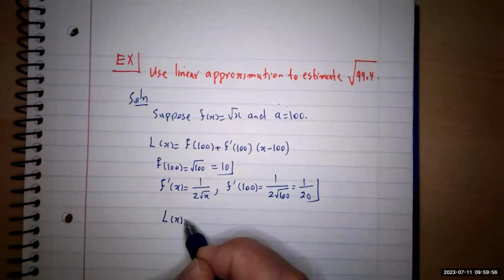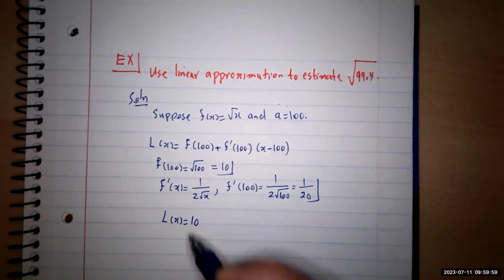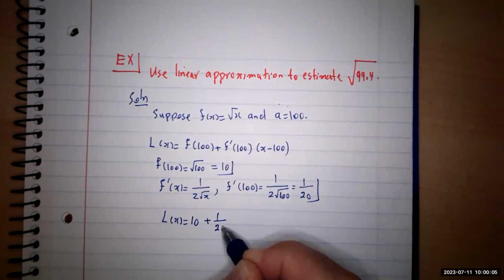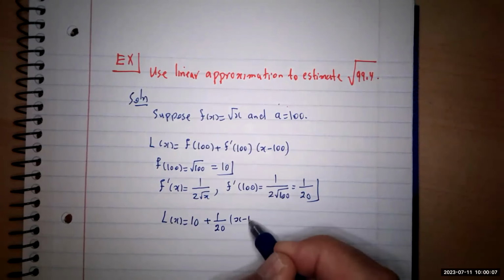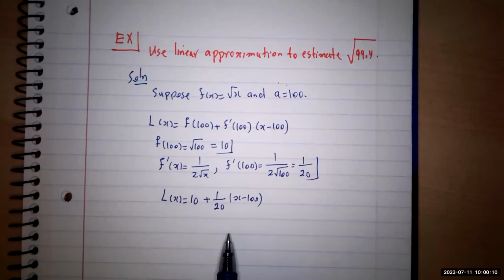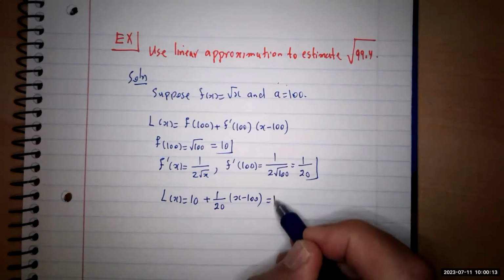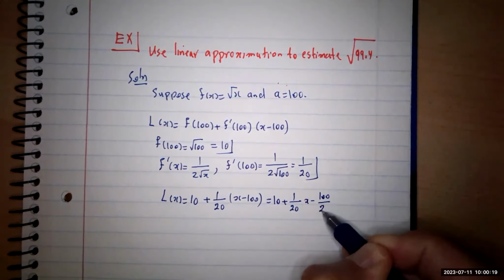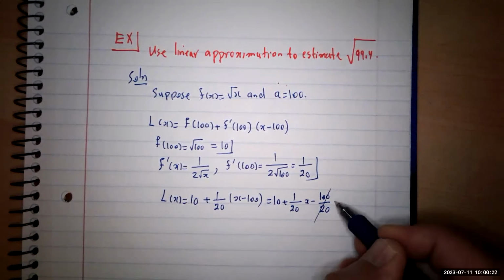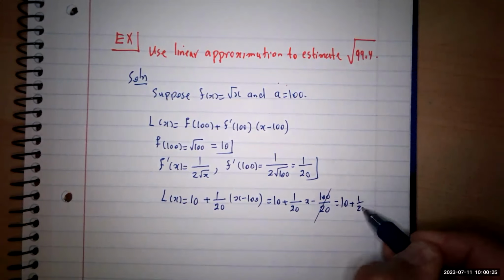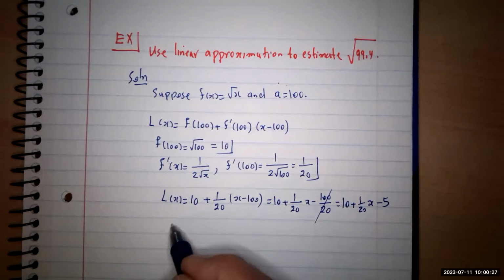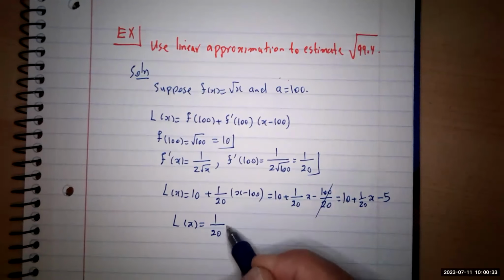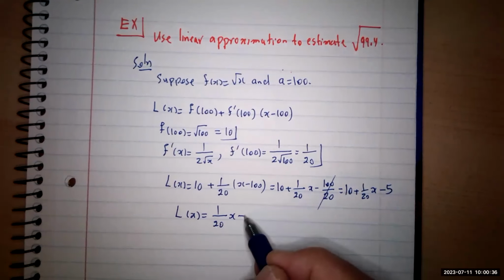So L of x is going to be equal to f of 100, which is 10, plus f prime, which is 1/20, times x minus 100. Just distribute it and simplify it. That's going to be 10 plus 1/20 x minus 100 over 20, which is 5. So it's going to be 10 plus 1/20 x minus 5. So your linearization, your tangent line, is going to be 1/20 x plus 5. That's it.